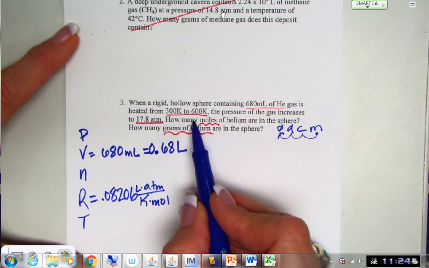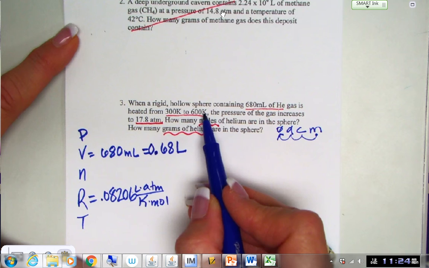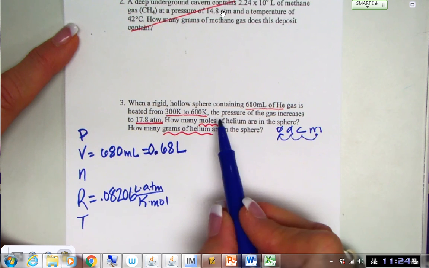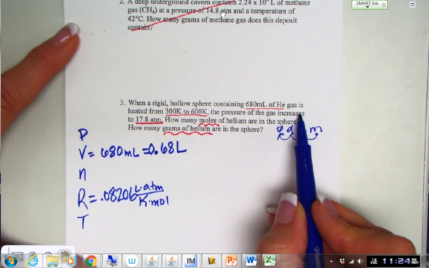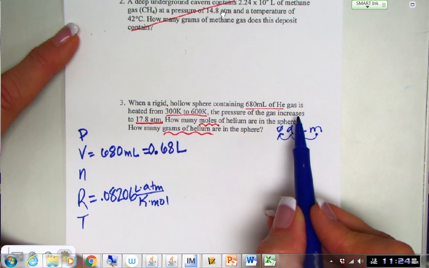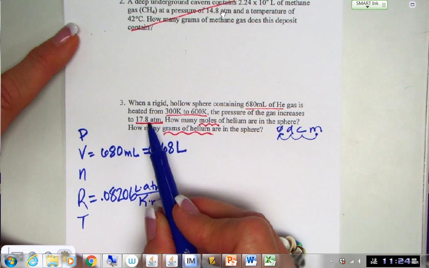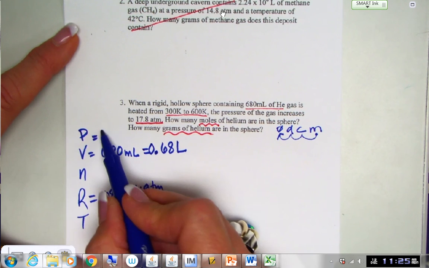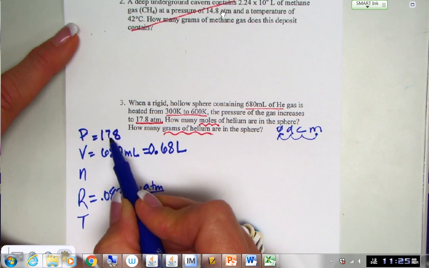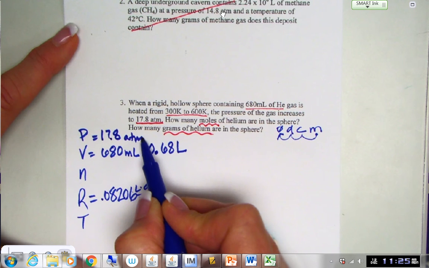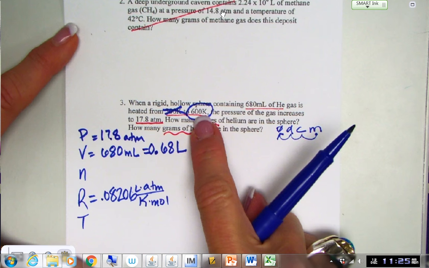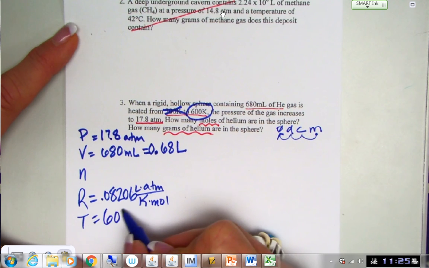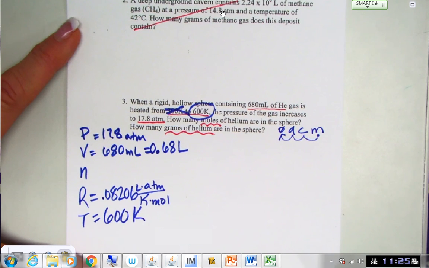we use? Well, let's look at it. We need to use our context clues. It said the gas was heated from 300 Kelvin to 600 Kelvin, and the pressure of the gas increased. Now remember, you've got to be using the condition for temperature and pressure that match. Well, if it increased to 17.8 atmospheres, which is our pressure, that means you have to use the higher temperature. So that's the temperature we're going to use, 600 Kelvin. And let me point out that has 1 sig fig in it.